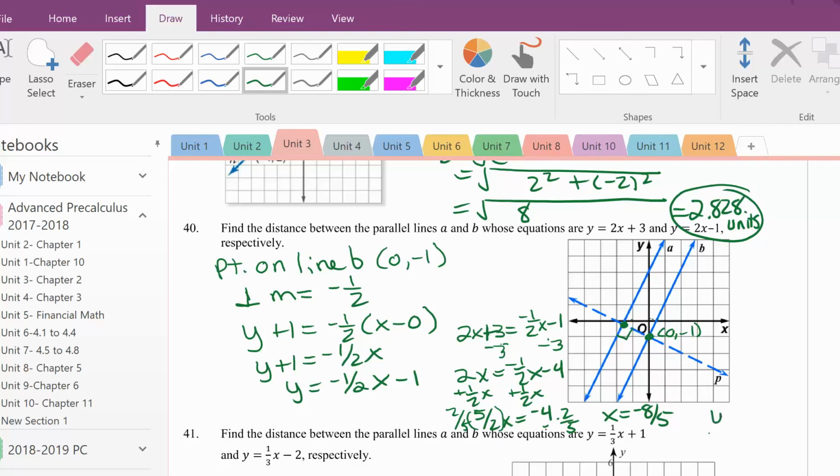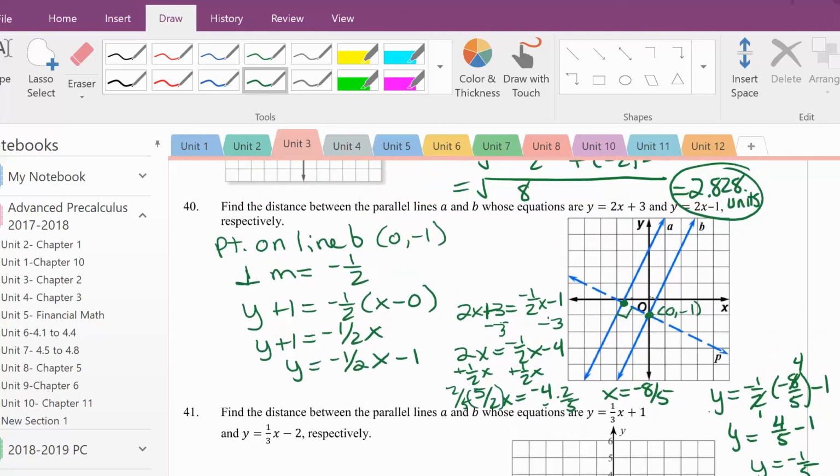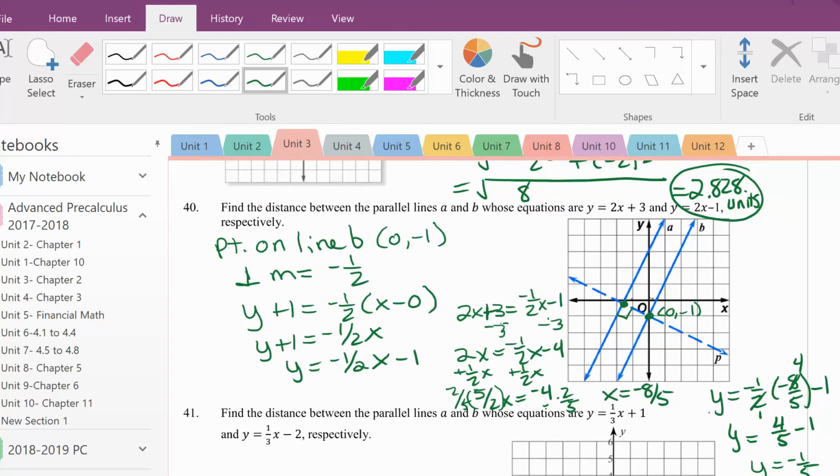And then to find y, you say negative 1/2 times negative 8/5 minus 1. So negative times negative is positive, so y equals positive 4/5 minus 1. So 4 minus 5/5, so y equals negative 1/5. So the point here is negative 8/5, negative 1/5.